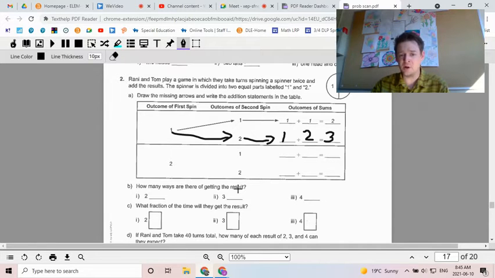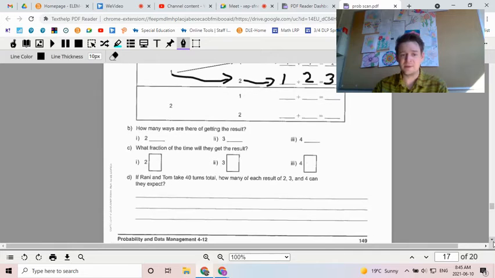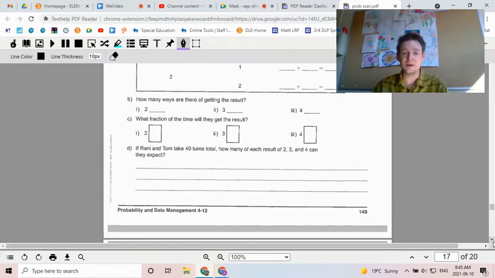I need you to fill out the bottom part of this chart. So let's say your first spin was a 2, while your second spin could be a 1 or it could be a 2. And you can write your answers down and answer the following questions. How many ways are there of getting these results? A result of 2, 3, or 4. And then it's going to ask you what fraction of the time will they get these results.